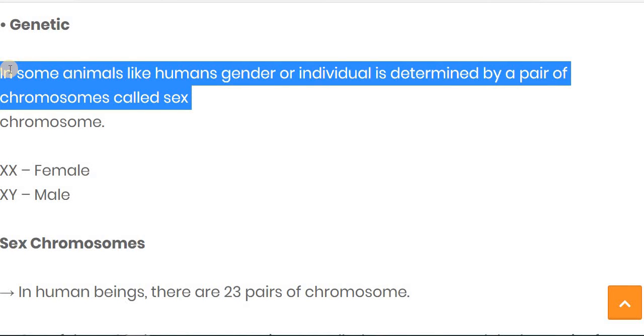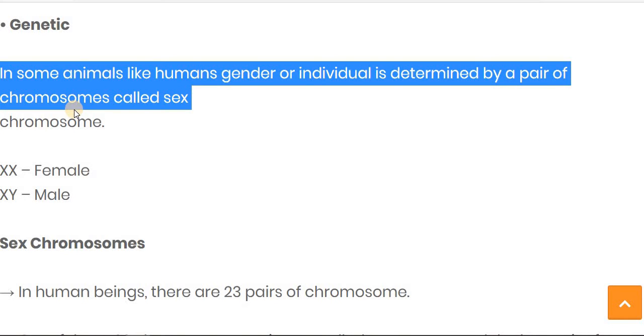According to that, the new offspring arises, whether it is male or female, which depends totally on the chromosome, which kind of chromosome they pass on. According to that, it is decided. If you are talking about human beings, then in human beings there are two kinds of chromosomes, XX and XY. The XX is responsible for the female, and XY is responsible for the male.